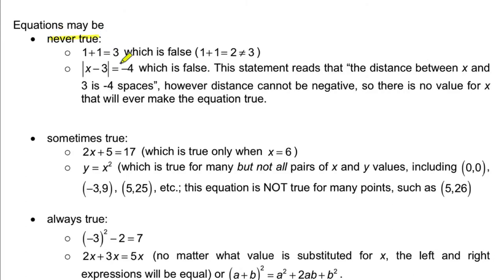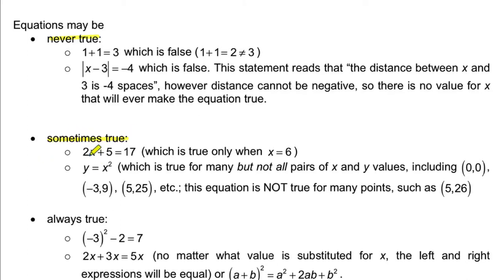There are three possibilities for equations. The first is that they are never true, like 1 plus 1 equal to 3, or the absolute value of x minus 3 equal to negative 4. As we know, the absolute value means the distance between two values, and distance can't be negative. So there's no value for x that will make that equation true.